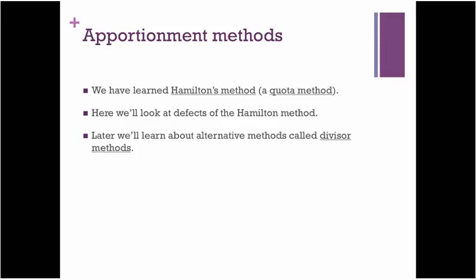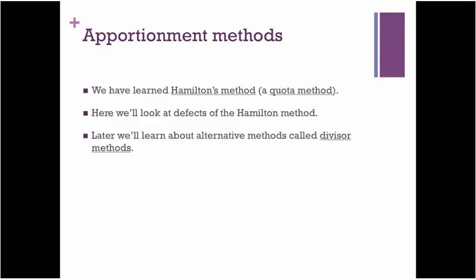And because of that, we're going to learn about alternative methods that have been used called divisor methods. All the other methods we're going to learn are examples of what are called divisor methods. Remember that Hamilton's method was what we called a quota method. That is to say, a method guaranteed to give each state either its standard lower quota or its standard upper quota.